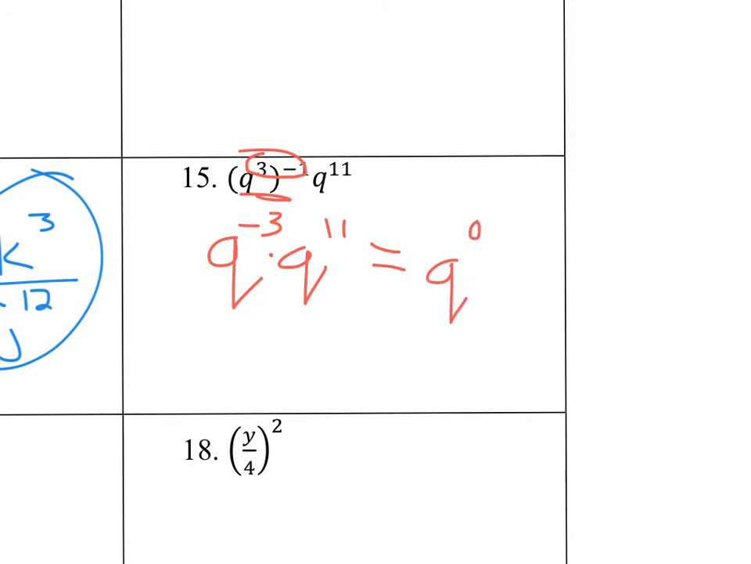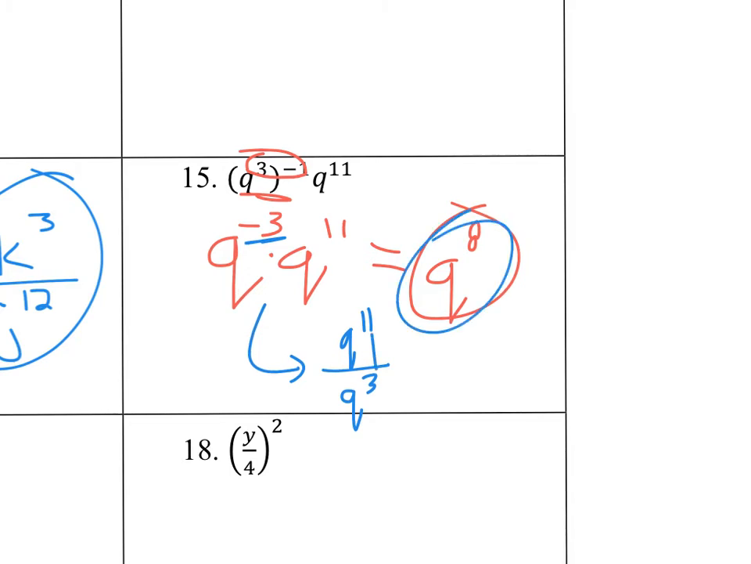Q to the 8th. Now, you could have gone even a different route there and said, well, my q to the negative third has to flip. That would actually have been fine. You have q to the 11th on top, q to the 3 on bottom, and you subtract the exponents and still get q to the 8th.